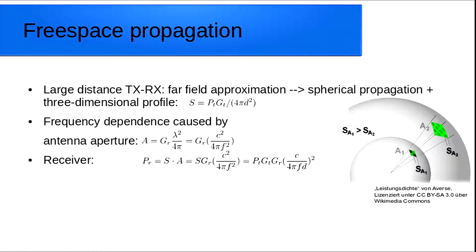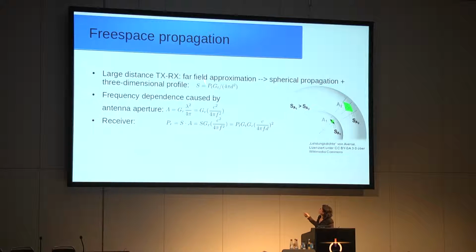Then at the receiver we get the power PR. This equals the energy flux density, which is the wave in free space, multiplied with the antenna aperture. Then we can put the S and the A in here, and we get this term for our receiving power at the receiving antenna, now dependent on the distance and also on the frequency.